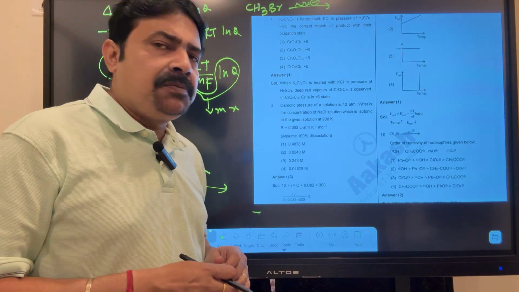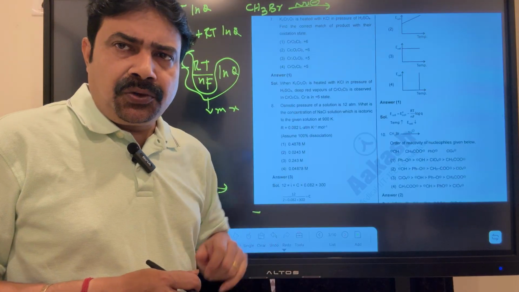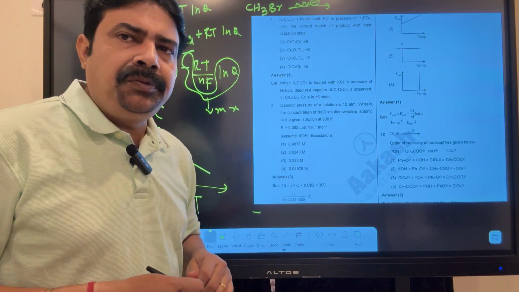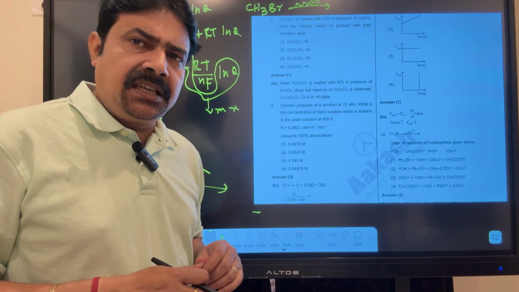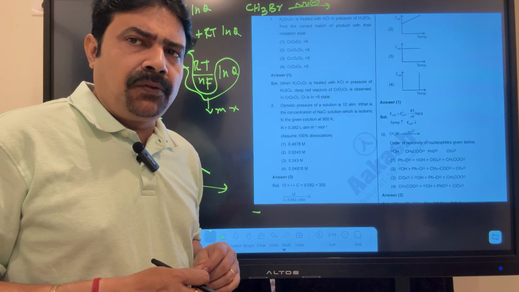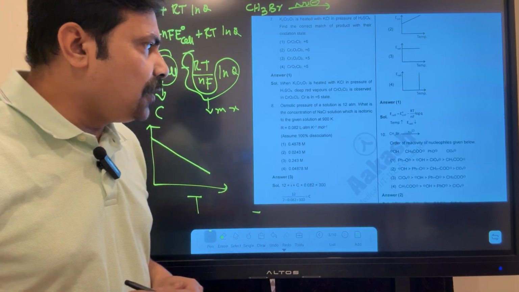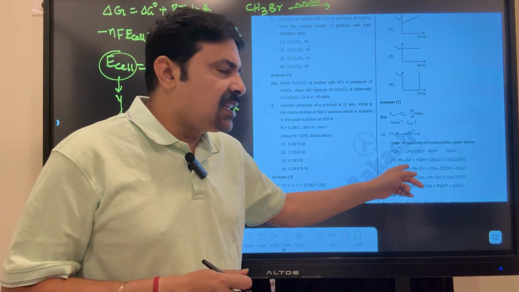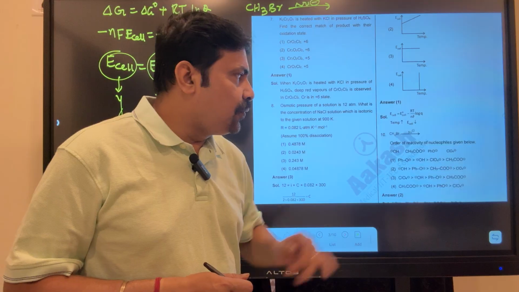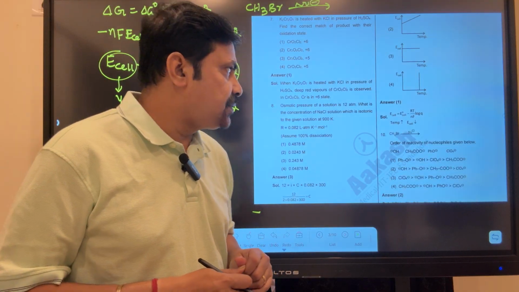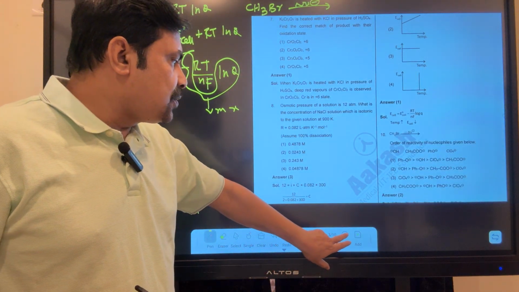That's why OH minus is the least stable and the highest nucleophile. The nucleophilicity order will be OH minus is greater than PhO minus is greater than CH3CO2 minus is greater than ClO4 minus. So that's why the second option is right: OH minus is greater than PhO minus is greater than CH3CO2 minus is greater than ClO4 minus. This was the question. Now come to the next question.